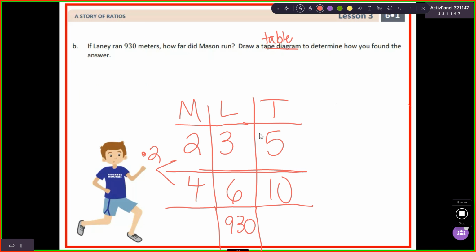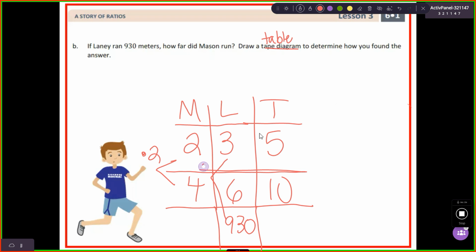It says, how far did Mason run? Am I going to freak out? No. Look at this. Go back to the top. You could look at the middle, but go back to the beginning ratio. Look at that beginning ratio. I'm going to ask myself, how did they go from 3 to 930? How did they go from little to big?